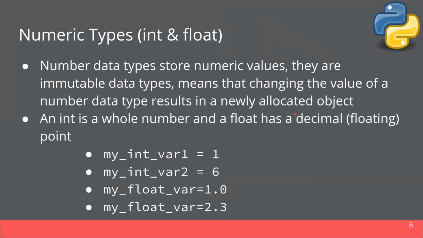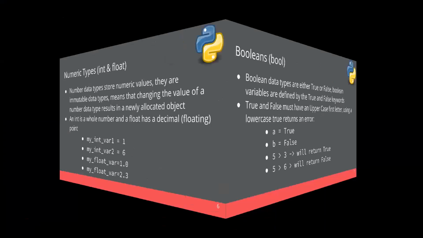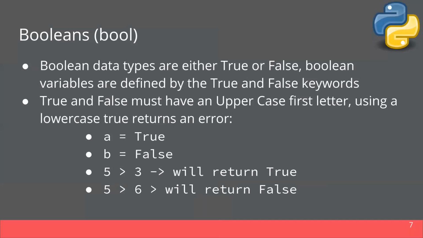Numeric types. In the demo there, I just gave us a little demonstration of some variables. So here we have my integer variable is 1, my integer variable 2 is 6, and then a couple of examples of float variables there. So the final data type was a bool. The bool is either true or false.